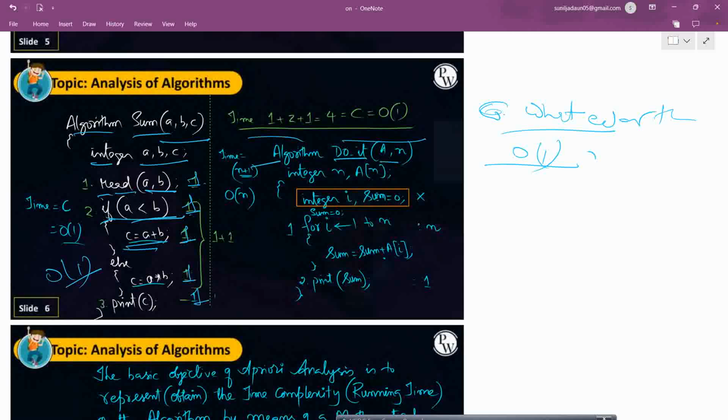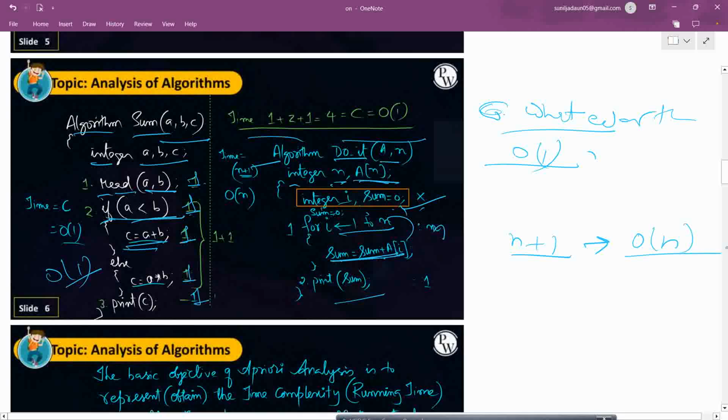Let's say this is another algorithm. Integer n and an array a of n values, integer i, sum is equal to 0. These are two variables, i and sum, where sum is initialized to 0. For i from 1 to n, sum is equal to sum plus a[i]. So how many times will it repeat? n times. This fundamental operation takes place n times, and the loop check happens one more time, so it is n plus 1 times. The fundamental operation will be order of 1 time, and order of n time. So this is how you do it.